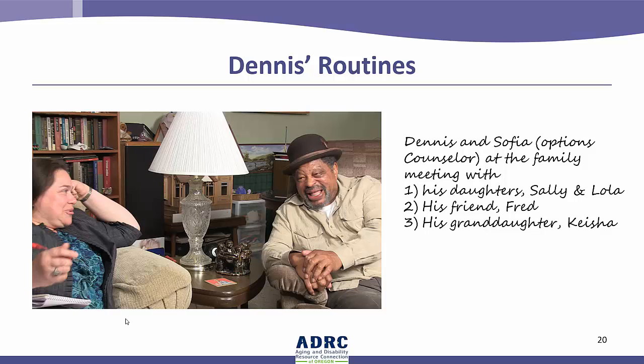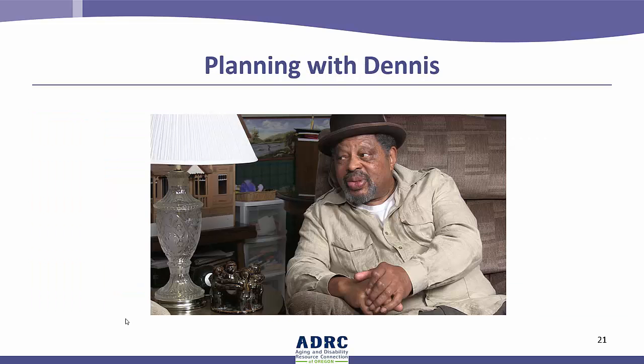Early in her first meeting with Dennis and his daughter Sally, Sofia realized that a key family member, Dennis's daughter who lived out of state, was missing. At Sofia's urging, Sally set up another meeting the next time her sister was in town. Sofia also encouraged Sally to think about who could support her. She mentioned her daughter Keisha and her father's friend Fred. At the next planning meeting, Dennis, both his daughters, granddaughter, and Fred were present. This is where most of the planning took place.